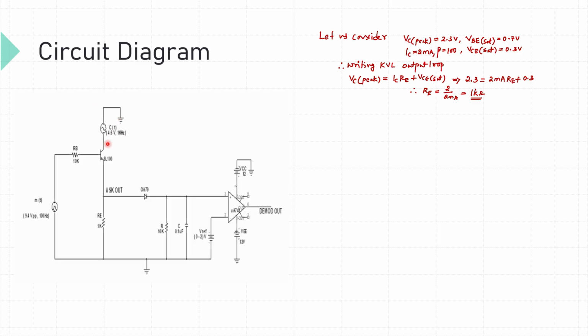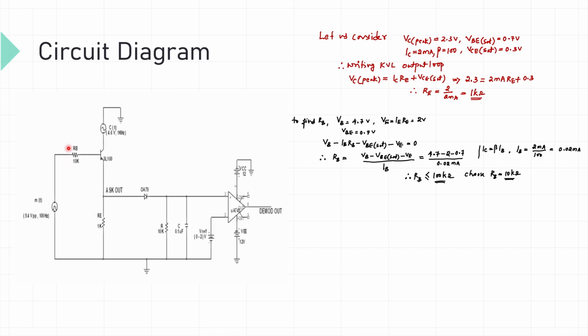Writing Kirchhoff voltage law for this outer loop, we get VC peak minus VC sat minus IRE equal to 0. Solve this equation, you will get 1 kilo ohm. RE is 1 kilo ohm.